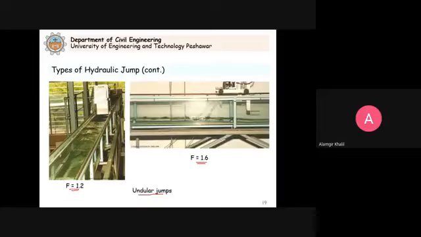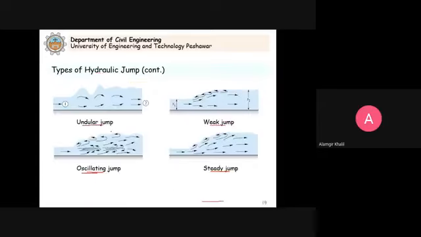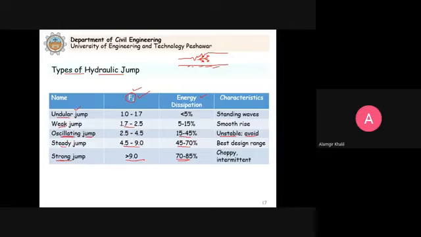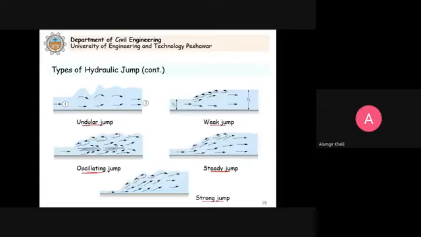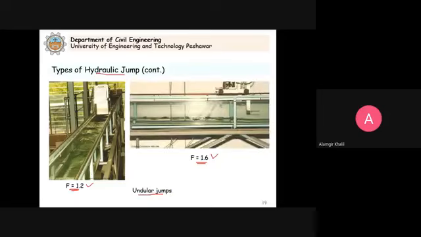Now here you see that we have Froude number 1.2 and Froude number 1.6. You can see here the waves on the surface, the jump which is created. But which category is this? Undular jump, 1 to 1.7. You can see here 1 to 1.7 is classified as undular jump. So less than 5% of energy will be dissipated here. Because of this, not much energy will be dissipated from these figures.